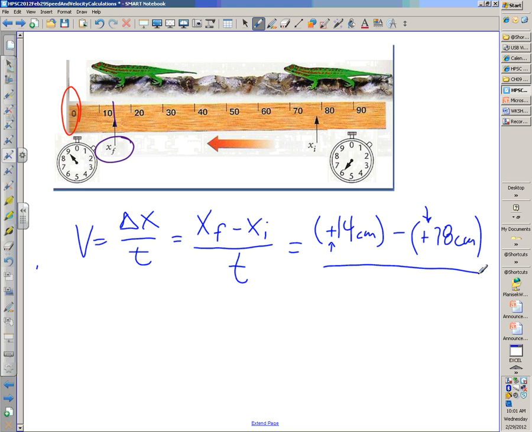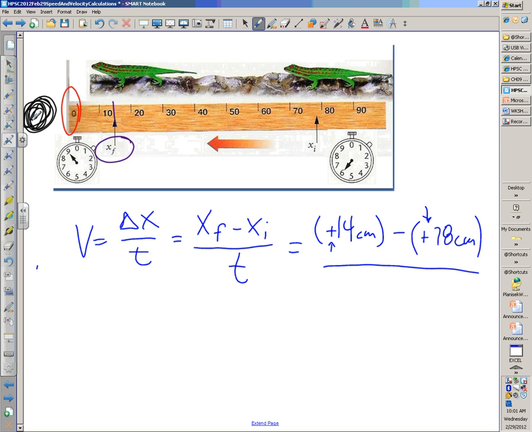We would only have negative positions if this gecko was somewhere like over here. It can go in the negative; we just don't have a ruler there right now. If the gecko was somewhere over on this side, then we would have negative positions. That's for position. Because remember, position tells you where that object is. Now, to finish off this problem.